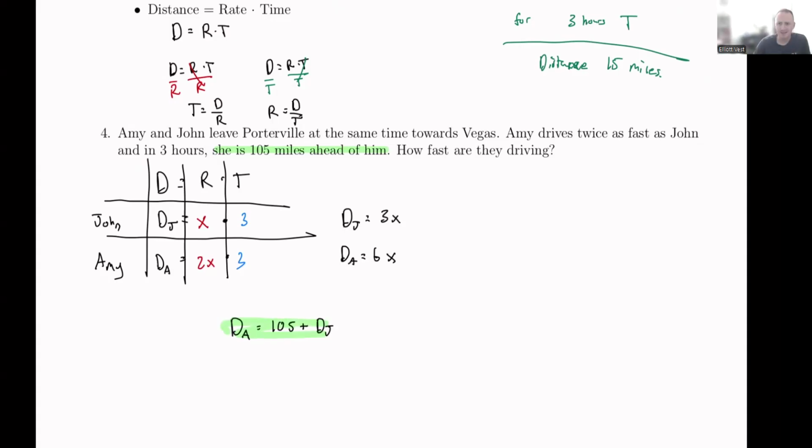Well, now that we're here, I know what distance John is in terms of x. I know what distance Amy is in terms of x. I can just plug those in. Let's go. 6x is equal to, here, actually I'll be even fancier with my colors here. Let's make this green. That distance is 6x is equal to 105 plus the distance of John, which is 3x.